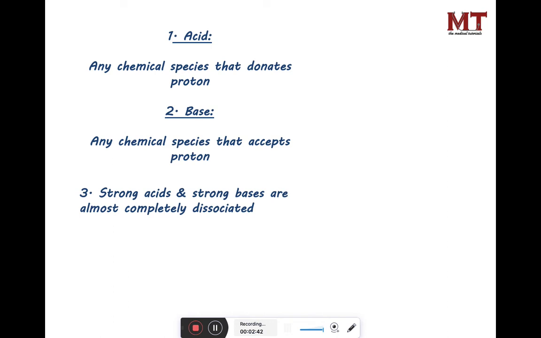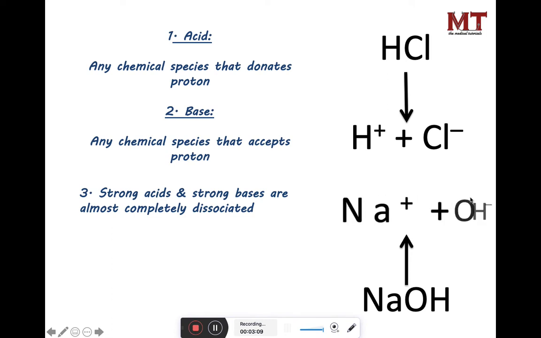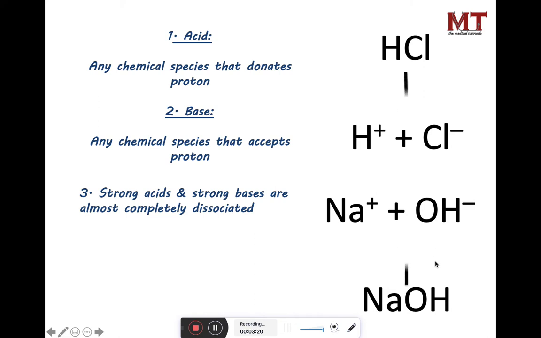Strong acids and strong bases are almost completely dissociated. For example, if there are 100 molecules of HCl, it will be almost completely dissociated into H ions and chloride ions, maybe 99%, 99.9%. It means basically it is present in the dissociated form. Very small amount is present in the undissociated form. Similarly, the strong bases like sodium hydroxide are basically present as a sodium ion and hydroxyl ion. Very small amount is present as undissociated base. So practically this reaction is irreversible.